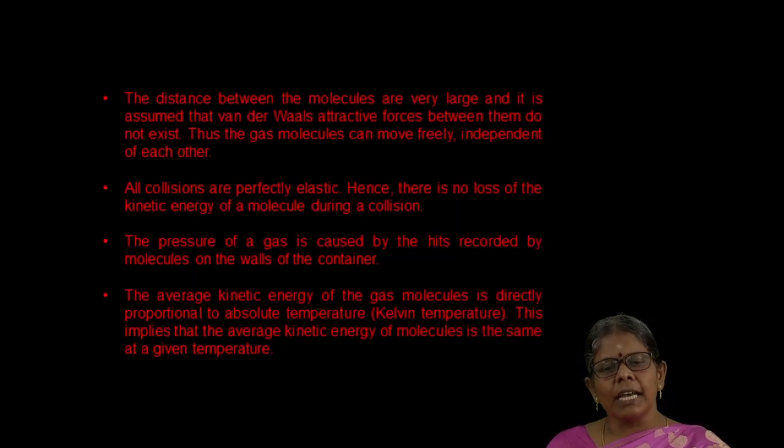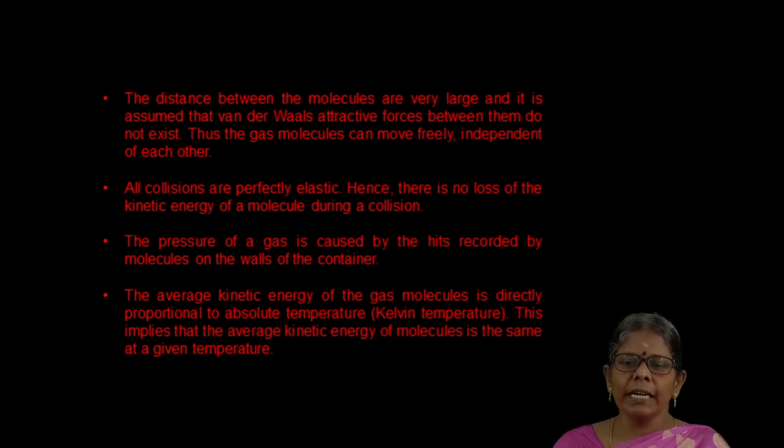Then we can see that the distance between the molecules is very large. Therefore, the molecules are moving in an independent manner. That is, the movement of one molecule does not influence the movement of the other molecules. Each molecule moves at its own pace with its own speed. Therefore, the molecules are in random motion. The motion of one molecule cannot influence the motion of another molecule.